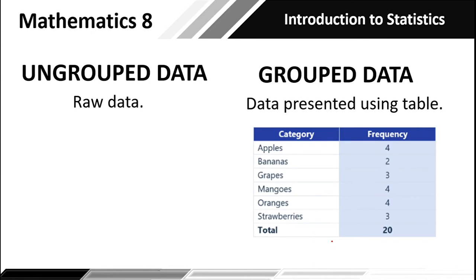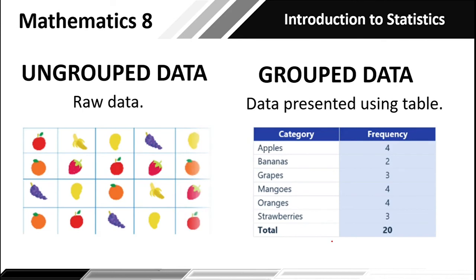Now let's move on to the types of data. We have two types of data. First one is the ungrouped data and the second one is grouped data. Ungrouped data are the raw data. For example, here I have a picture of different kinds of fruits. And then when we want to organize our data, it could be in the form of a table. So particularly, grouped data is presented using a table.